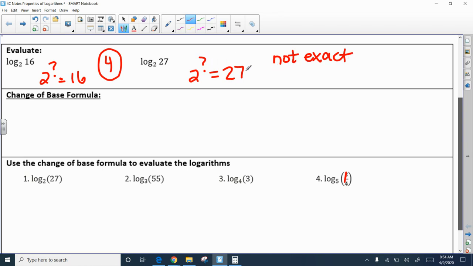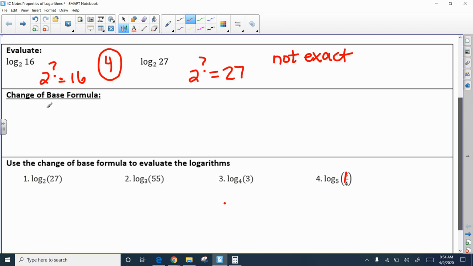However, there is a way to calculate something like this, and that's where we have to use the change of base formula, because unfortunately our calculator only has the base 10 logarithm, or the base e logarithm. So we need to know the change of base formula in order to be able to evaluate logarithms with bases other than 10 and e.